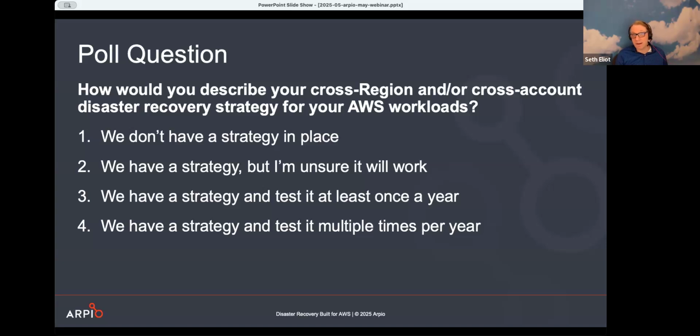All right, by the end of this talk, you will then have a path towards being able to have a strategy in place and test it multiple times per year. So we're going to go from 0 to some number greater than 0. 64% of you don't have a DR strategy that you're sure of.